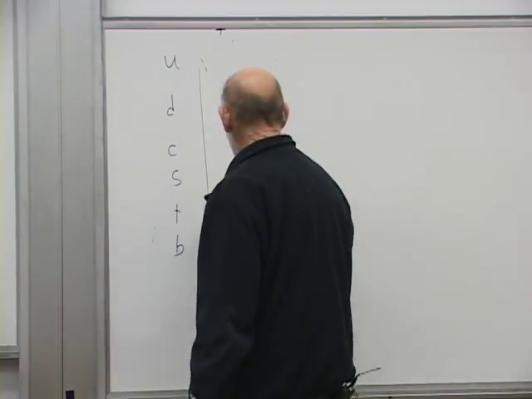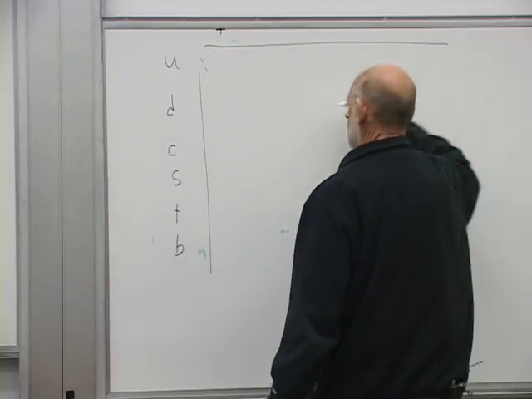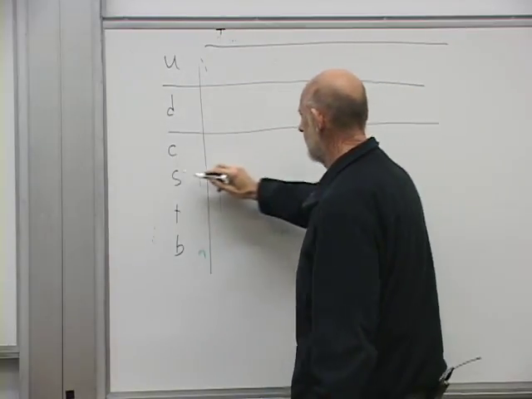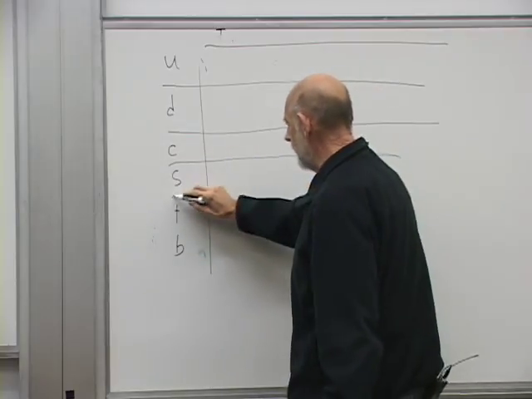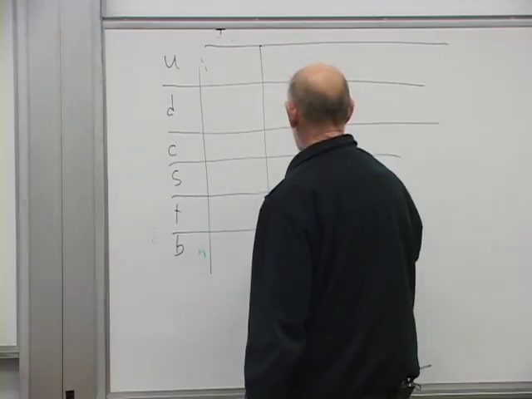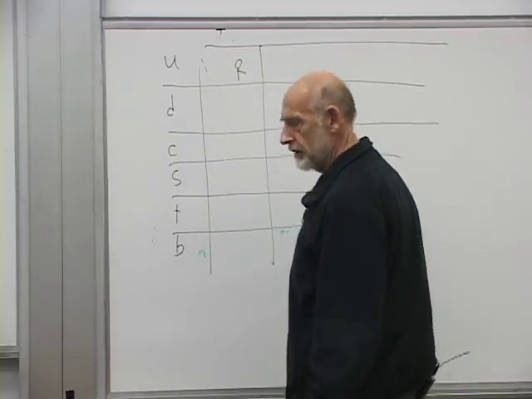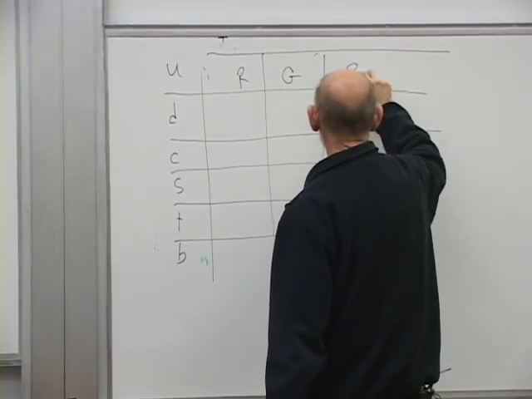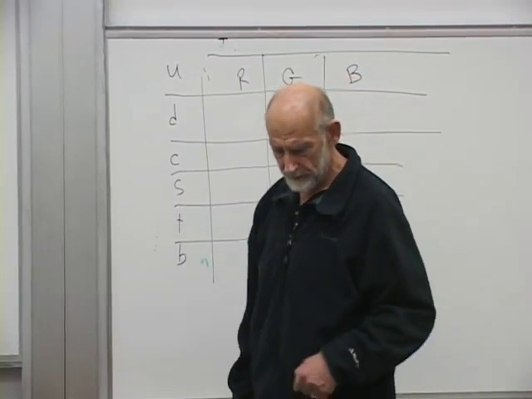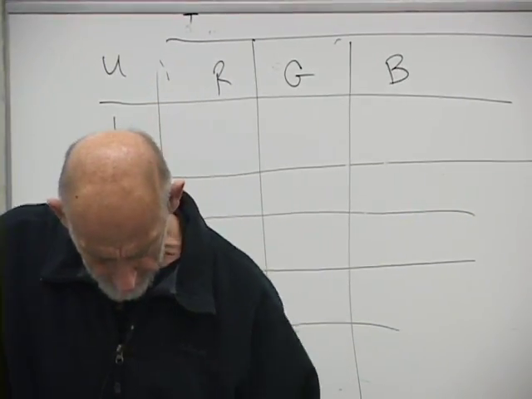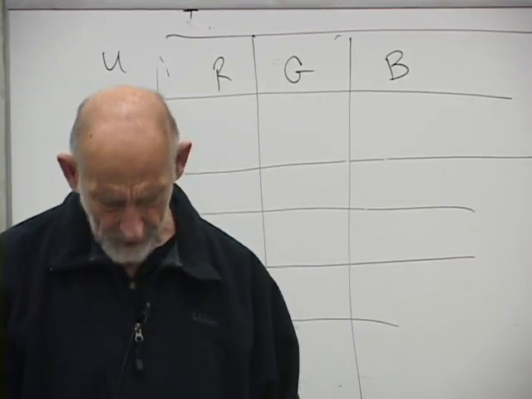But now, for each type of quark, there is another label. So quarks are labeled by 2 labels, and the 2 labels are red, green, and blue. As I said, I don't want anybody to think they're really red, green, and blue, but that's the label.